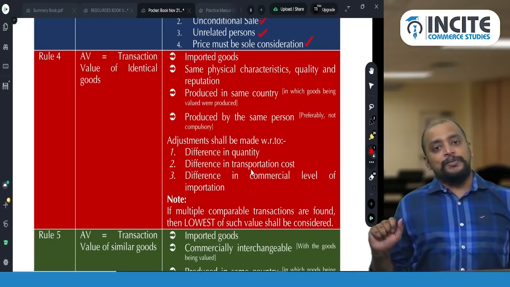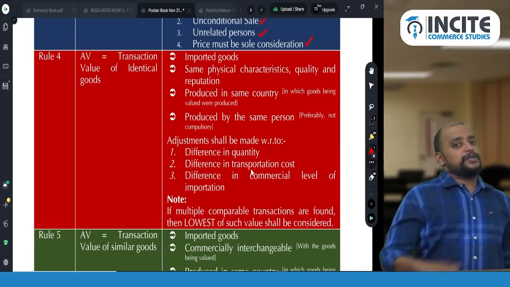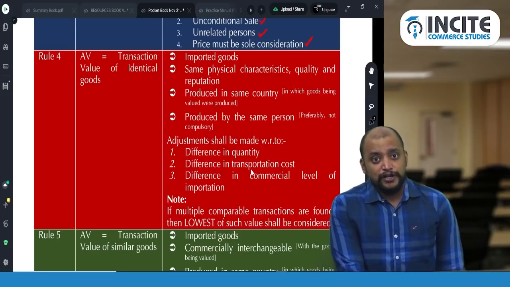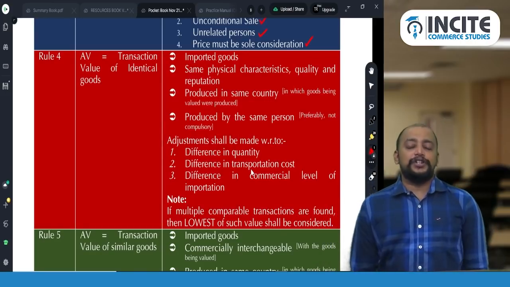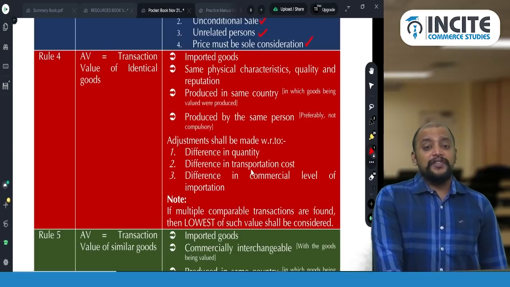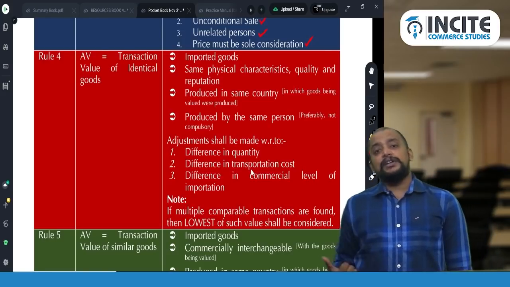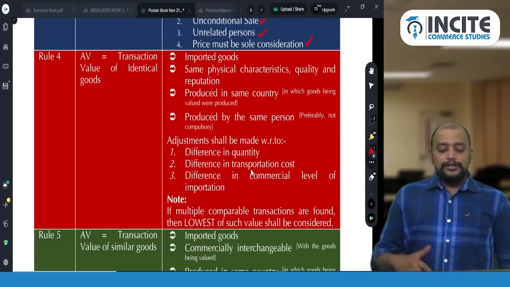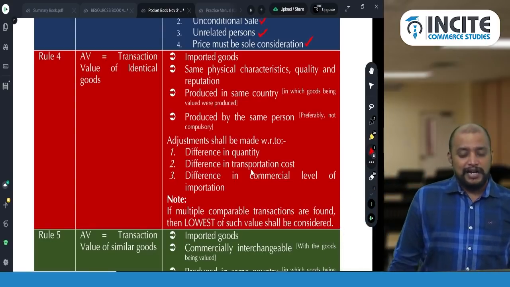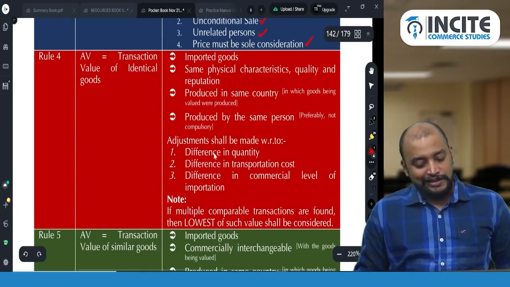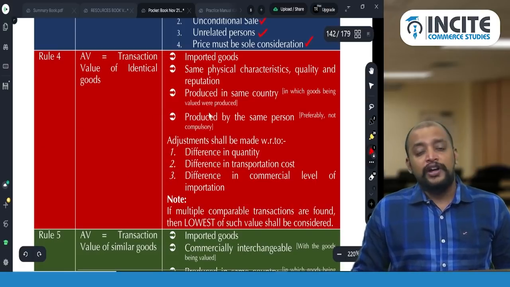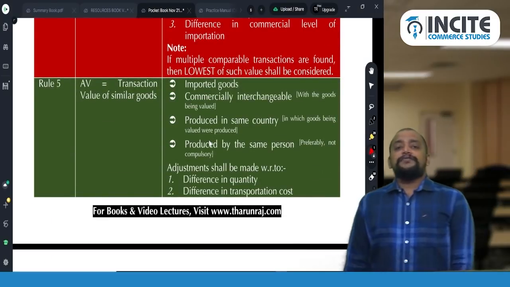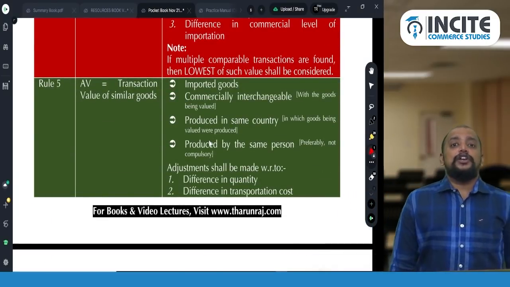So three adjustments we need to make. First four conditions, three adjustments. What are the three adjustments? Adjustment with respect to difference in quantity, adjustment with respect to difference in the freight transportation cost, and adjustment with respect to difference in the commercial level of importation. After making these three adjustments, if we get more than one value, take whichever is lower. So if multiple comparable transactions are identified, the lowest of such values shall be considered. Okay. So far they have not asked a question, so definitely they can frame a question based on this. Then rule 5.